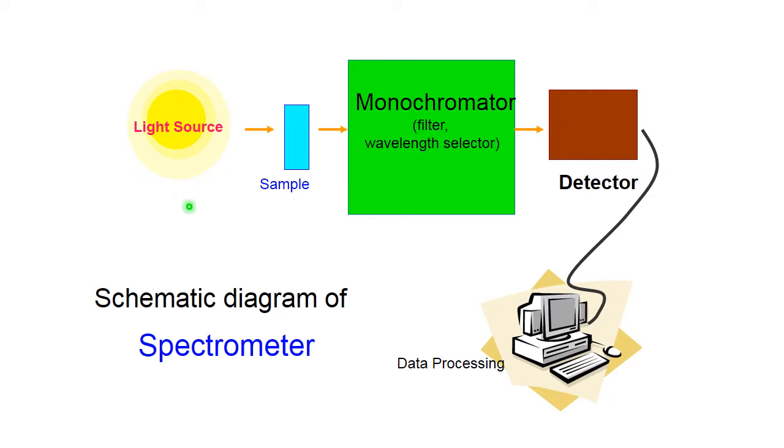The simplest device for absorption will require a light source, or simply a lamp. Now light is coming through this sample. It's helpful to have a monochromator or filter or wavelength selector, so we will not be measuring all light but some selected photons, which are collected by a detector, and then we have data processing.